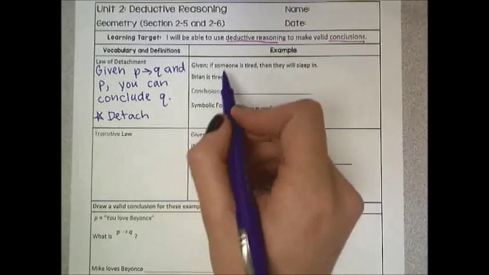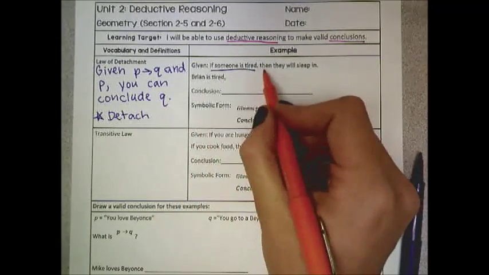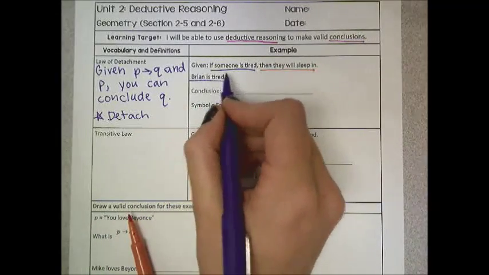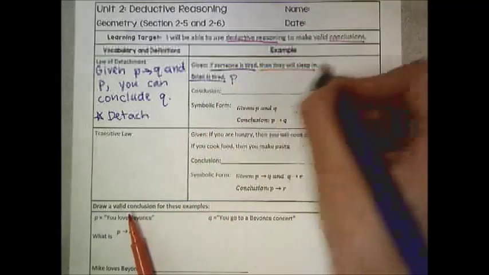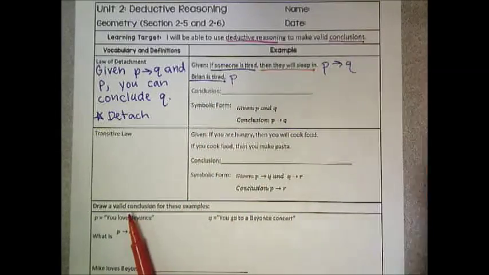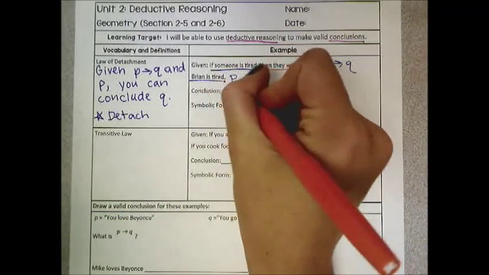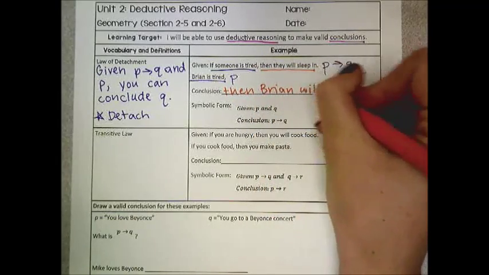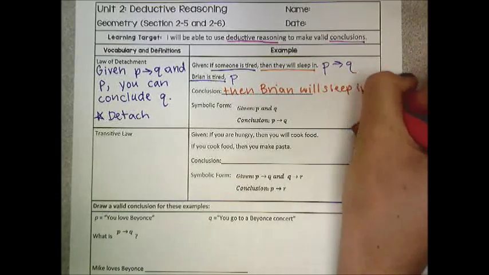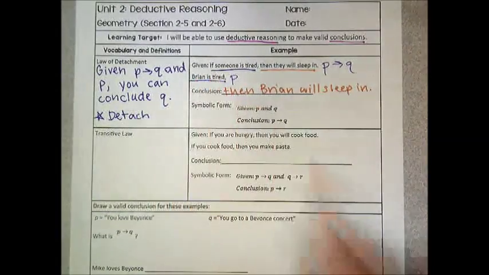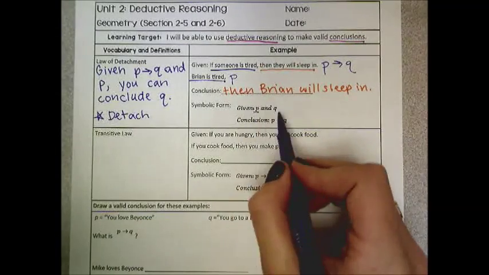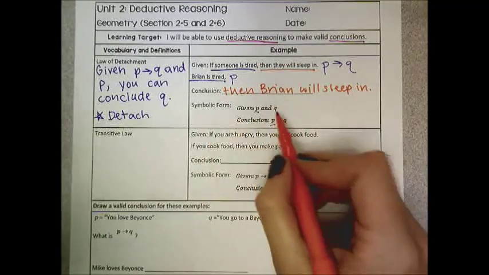So our example here, if someone is tired, then they will sleep in. Brian is tired. So this is our dangling P right here, and this was given the if P then Q. So if Brian is tired, then Brian will sleep in. This may seem a little silly and straightforward, but it is just a way to draw some conclusions. So again, that symbolic form here is given P and Q. If P, then Q.